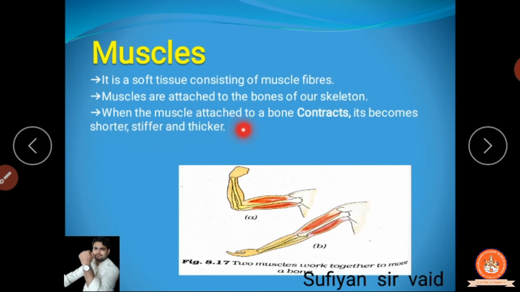When the muscle attached to the bone contracts, it becomes shorter, stiffer, and thicker. Now, this is the relaxed portion. Clear? Our hand is in the relaxed form. Sometimes when you squeeze your hand, or when you bend your arm, you can show your muscles to your friends: look at my arm, it is very big. बहुत बड़ा दिख रहा है उसके अंदर डोले सोले दिख रहे.